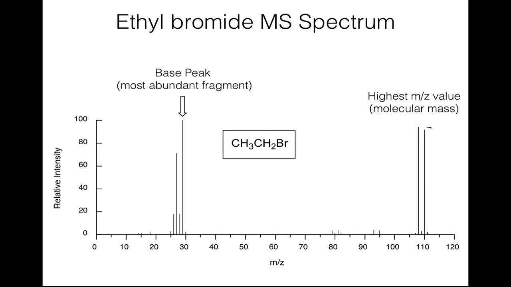Here is an example of a mass spectrum. This is a mass spectrum of ethyl bromide. The x-axis is the mass-to-charge ratio, m/z. With the charge often equal to one positive charge, the m/z value is equal to the mass of the molecular ion or fragment ions. In a mass spectrum, the base peak corresponds to the most abundant fragment ion. The relative abundance of all other peaks is measured in comparison to the base peak.